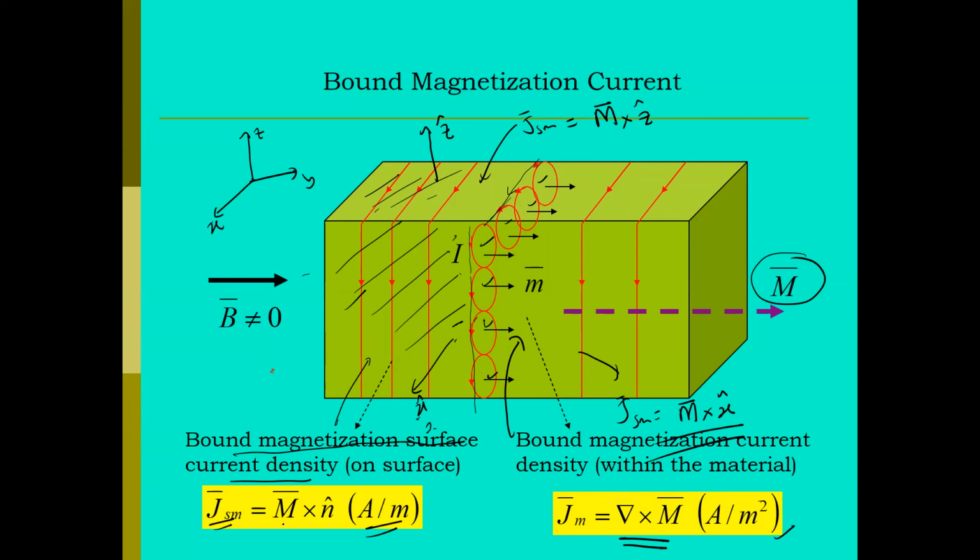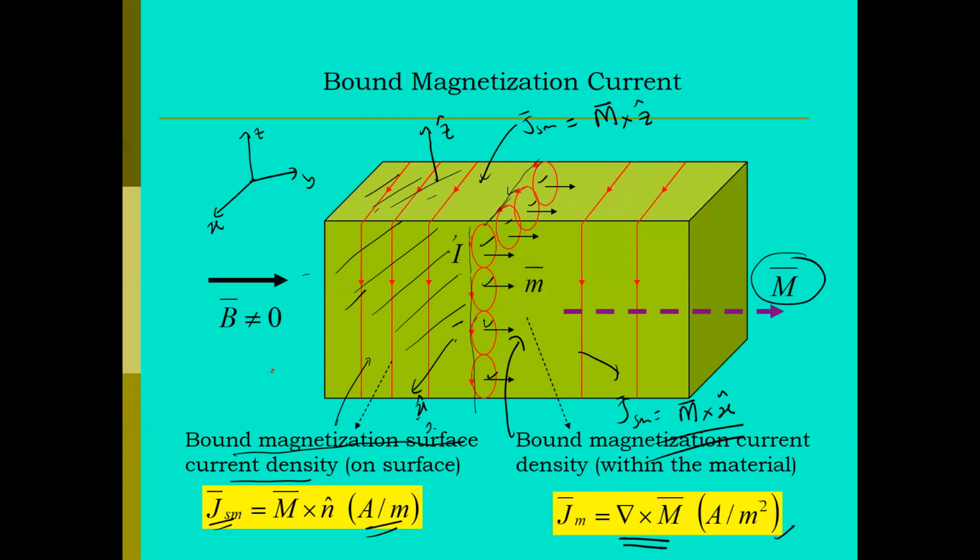So J_SM is a surface current density, and J_M is a volume current density produced inside the material and given by the curl of the M vector. Depending on your problem, you need to use the appropriate curl operator, depending on whether the problem is related to Cartesian, cylindrical, or spherical coordinate systems. We have discussed the curl operators in our previous discussion in lecture 17.